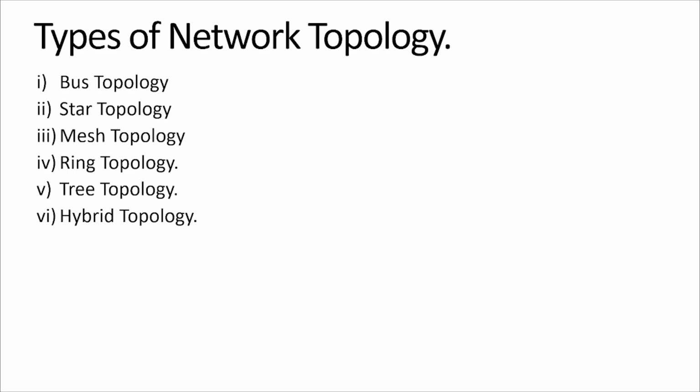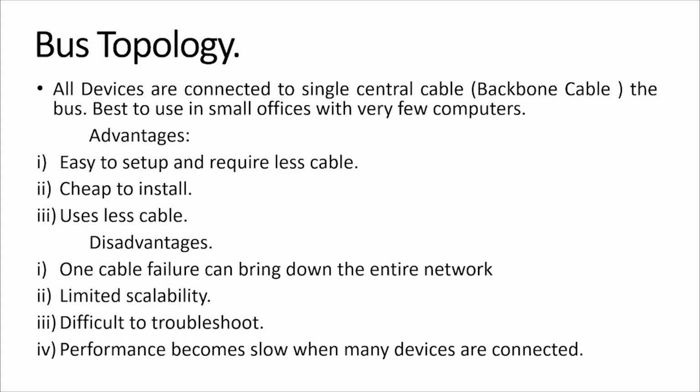So let's see the types of network topology. We have bus topology, star topology, mesh topology, ring topology, tree topology, and hybrid topology. Let's see one after another. Bus topology. In bus topology, all devices are connected to a single central cable, which is called the backbone cable. It is best to be used in small offices with very few computers.